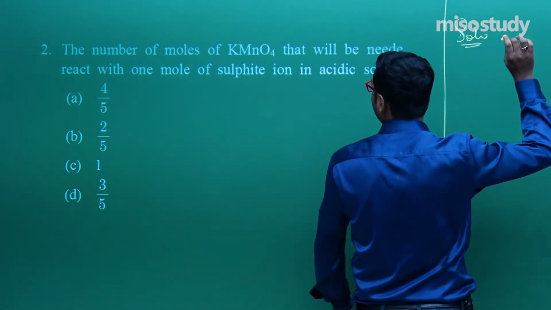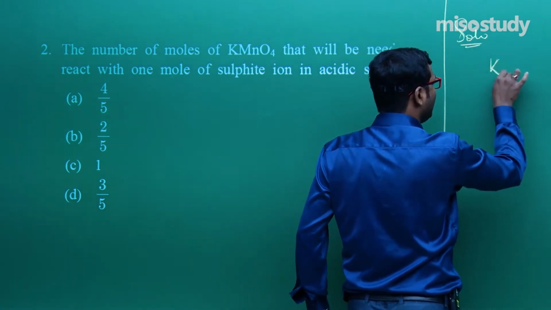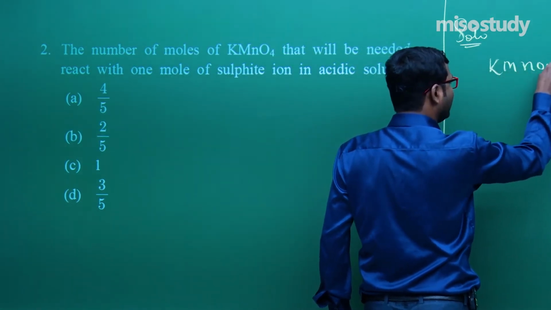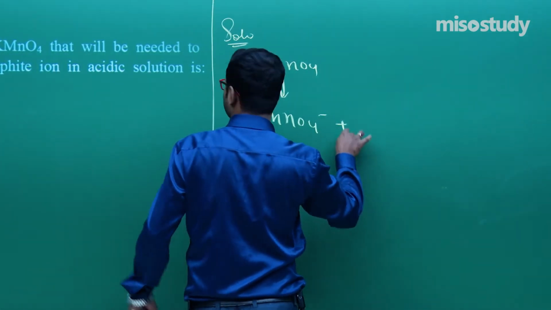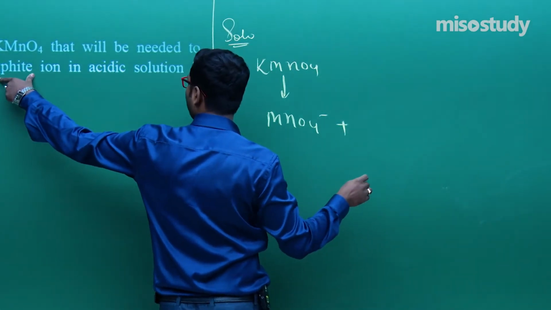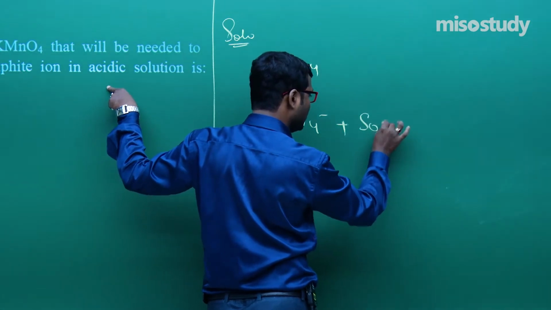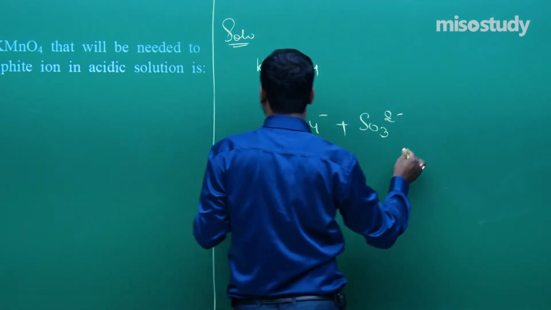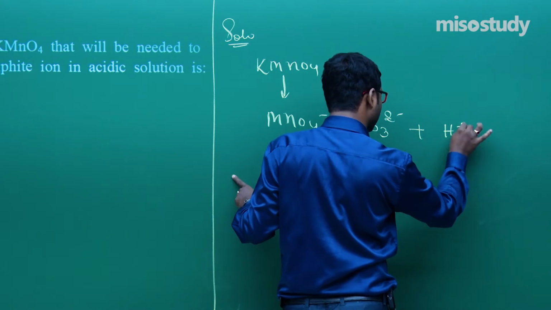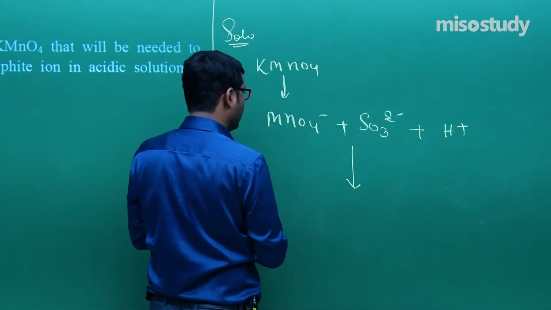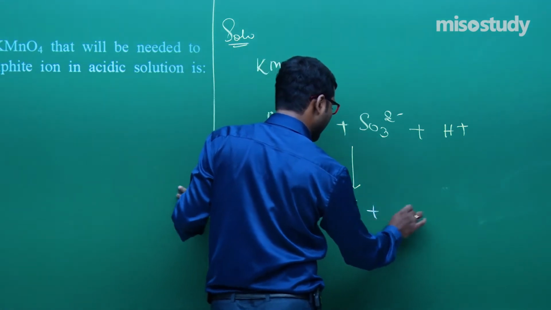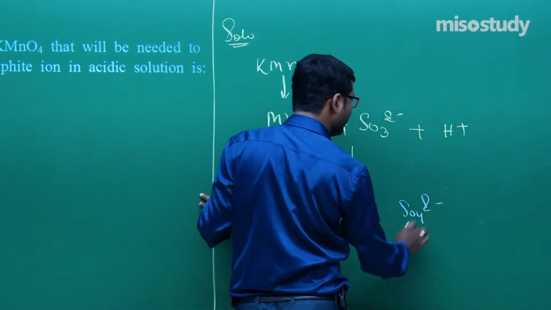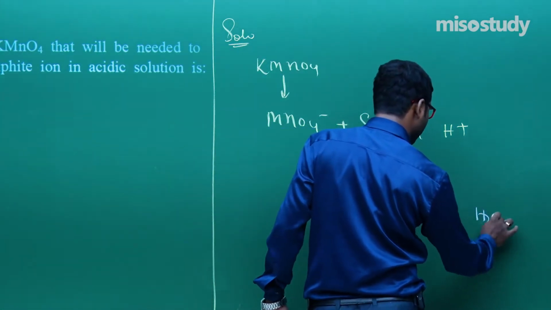What is given? KMnO4. Put here KMnO4, that is MnO4 minus. Clear? That is the skeletal equation, with sulfite ion, that is SO3 2 minus, in acidic medium, that is H plus, that is H2SO4. It gives you Mn2 plus, then SO4 2 minus, and then H2O.